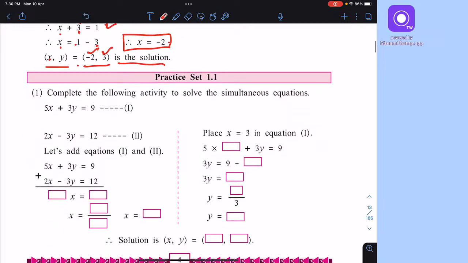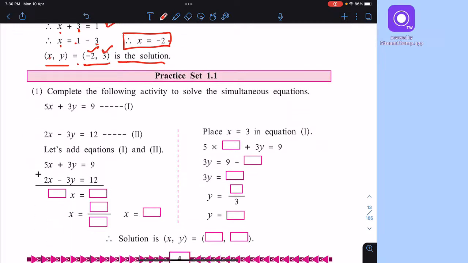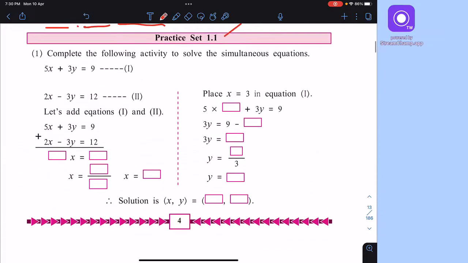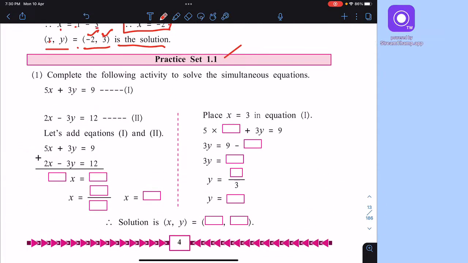We can start practice set 1.1 also. Complete the following activity to solve simultaneous equations. First equation is 5x plus 3y is equal to 9. Second equation is 2x minus 3y is equal to 12.